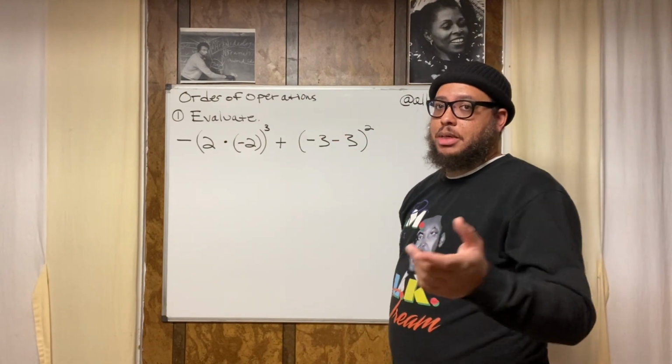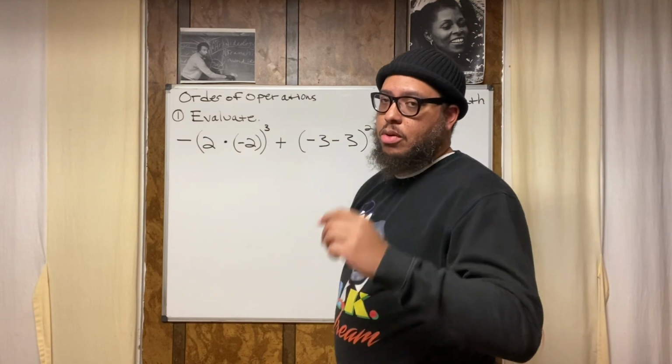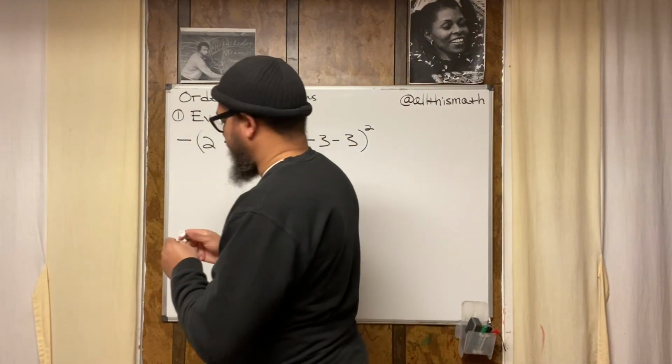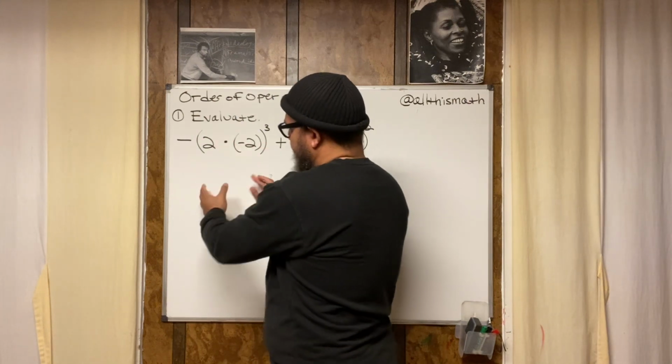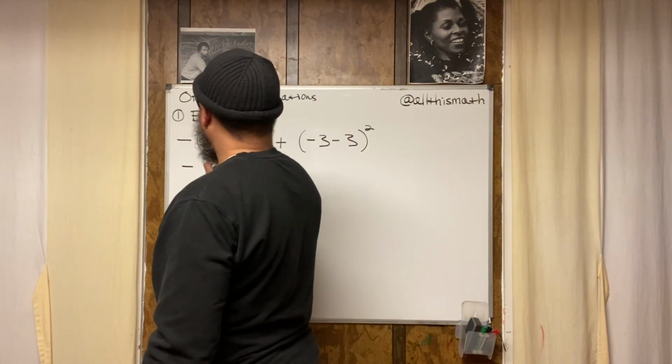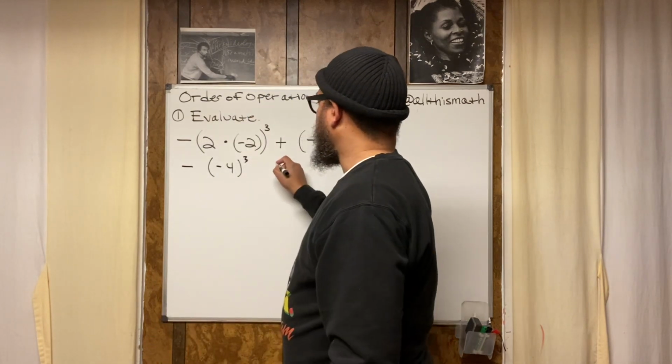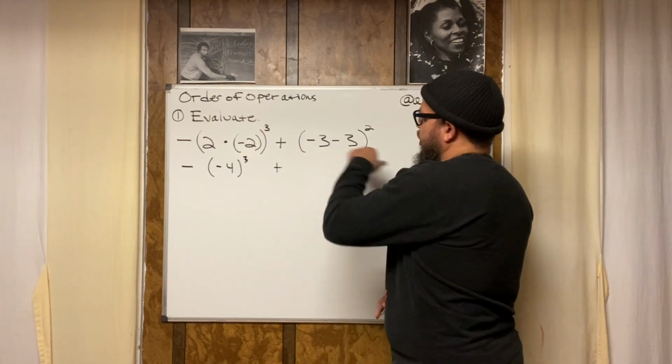It's negative 4 because a positive times a negative will always equal a negative. So 2 times negative 2 is negative 4. So then this is about to look like this. It's going to be a negative 4 to the third power. All right? Then I put my plus sign. I'm going to do something with this too.